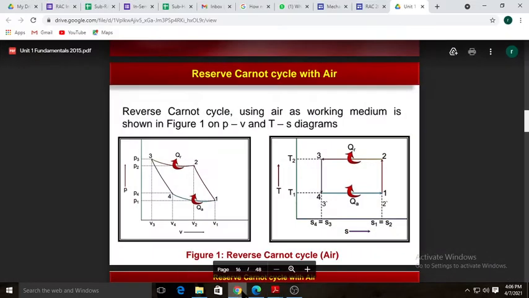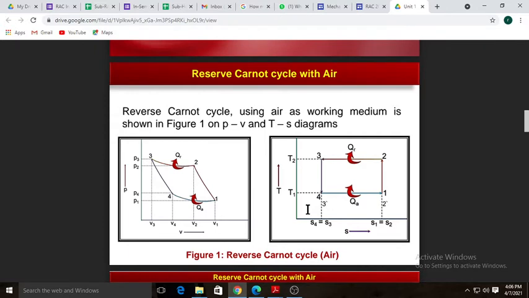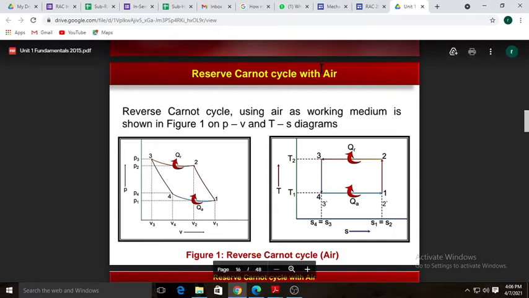Today we are going to see this reversible Carnot cycle using air. Actually this cycle works on both air as well as vapor. So here we are starting the reverse Carnot cycle with air.